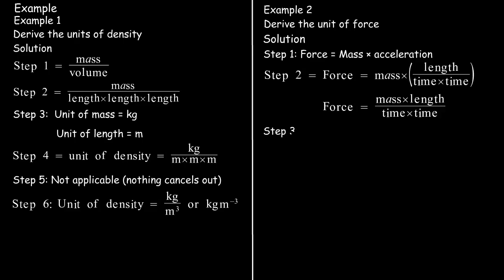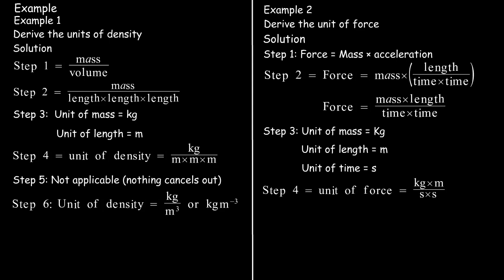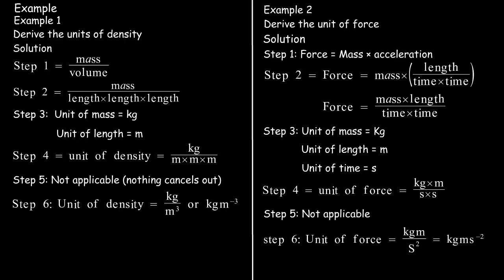Now for step 3, we know that the unit of mass is kilogram, the unit of length is meter, and the unit of time is second. So substituting the unit for the quantity in step 2, step 4 becomes unit of force will be equal to kilogram times meter divided by second times second. Since we cannot break this down further, step 5 is not applicable. So for our step 6, unit of force will be equal to kilogram meter divided by second square, which can also be written as kg m s to the power of minus 2.